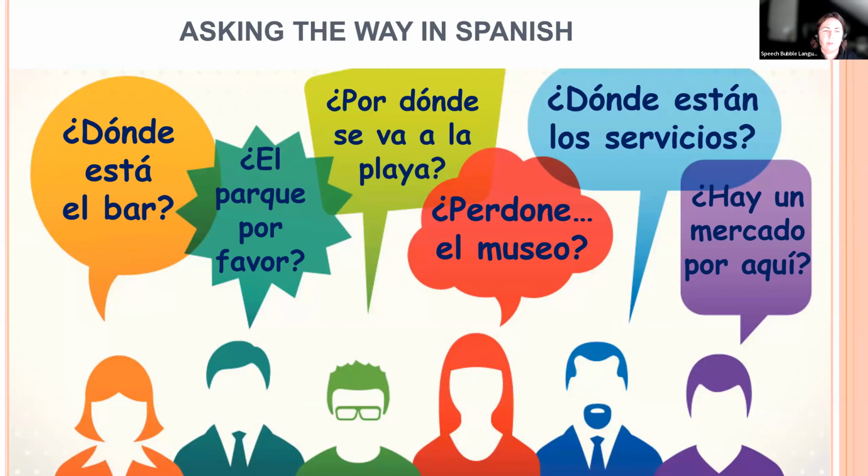El parque, por favor. What do you think that means? Where's the park, please? The park, please. Really simple. Please, El parque, por favor. The park, please. You would ask it, when it's written, remember, with the little question mark at the beginning, this is where you're asking a question. So you would raise how you ask it. El parque, por favor. Okay, the park.